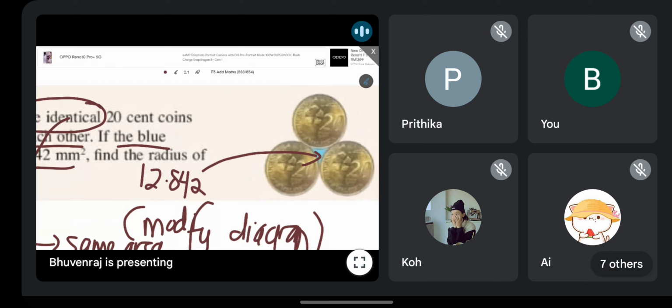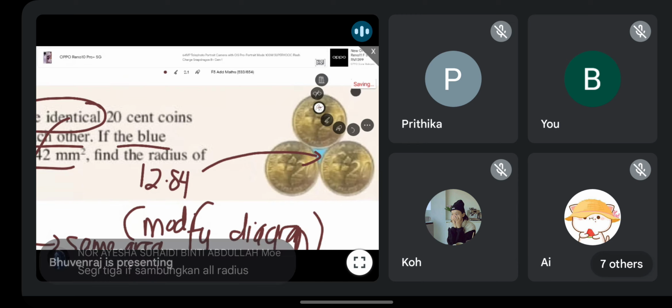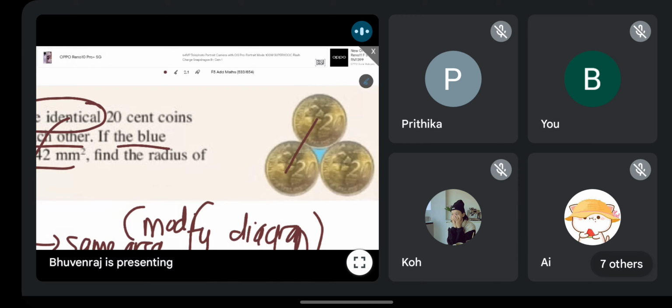Before you deal with the angles, guys, you must draw a shape inside first. So basically, what shape you all can think of, guys? Very good. Segitiga, sambungkan all the radius, correct? So you can draw it something like this. Basically this is the radius. This is the radius. Semua ni adalah jejari. Nilai dia sama. All the values are the same.